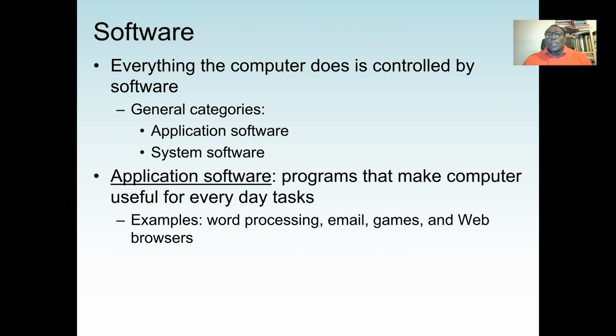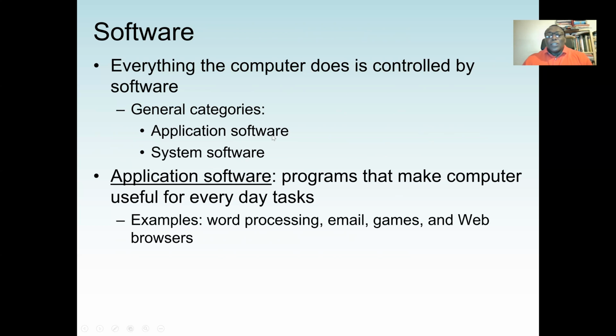So software normally can be saved in hardware. We say everything that the computer does is controlled by the software. Again, the software is the code, the instructions for the computer to perform a specific task. We have two general categories of software, the application software and system software.